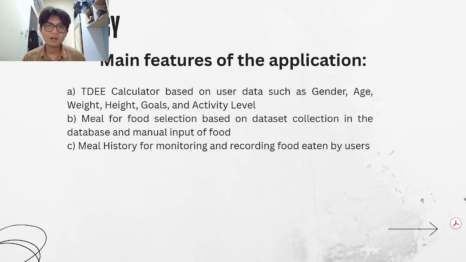The main features of our application are a TDEE calculator based on user data, such as gender, age, weight, goals, and their activity level; meal or food selection based on the dataset collection in our database; and manual input of food. We built a manual food input feature for users to enter foods that have no collection in our database.